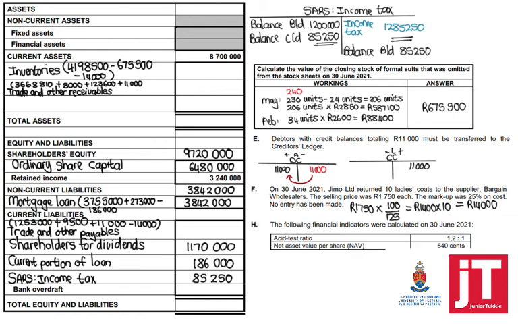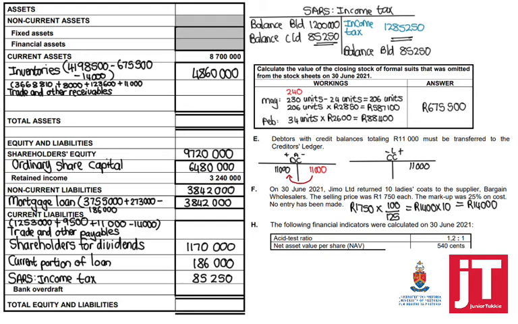If we now look at adjustment number H, the following indicators were calculated on 30 June. We have the asset test ratio, which we haven't used yet. There's a reason why they provided it to me. If I look at what has been given to me, they provided me with the current assets. So now I can solve inventories. I've done all the adjustments.